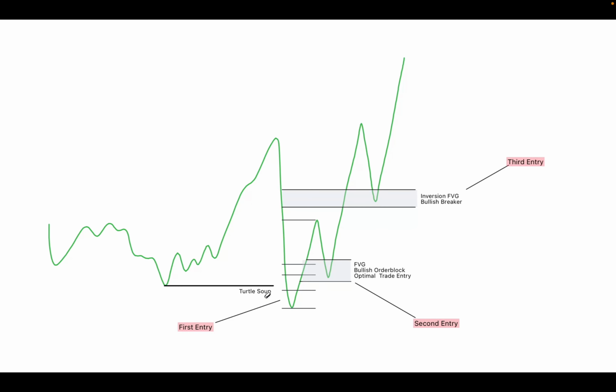First entry total soup, second entry fair value gap, bullish order block, optimal trade entry, third entry inversion fair value gap or a bullish order block.